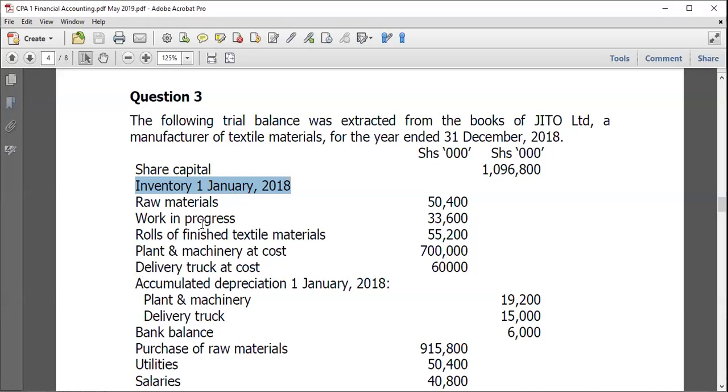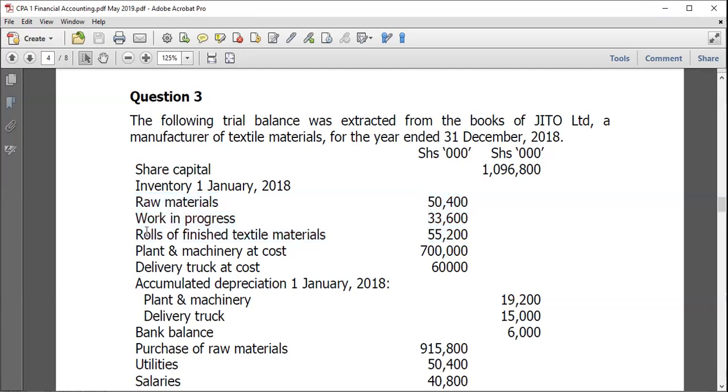Now, we know very well that when it comes to manufacturing accounts, we usually have inventory in 3 categories. We usually have inventory that is raw material. We usually have inventory that is work in progress. And then we usually have inventory which are finished goods. That is a very key feature when it comes to manufacturing companies.